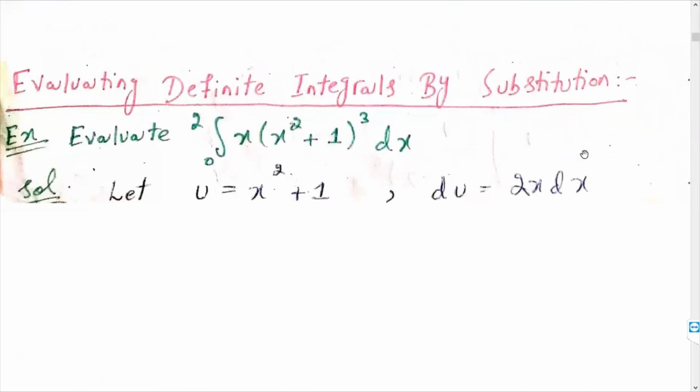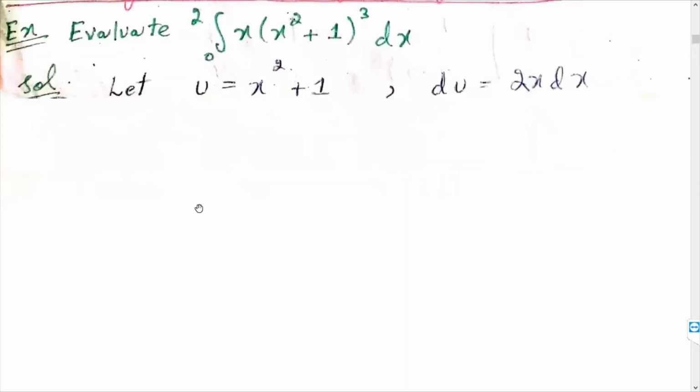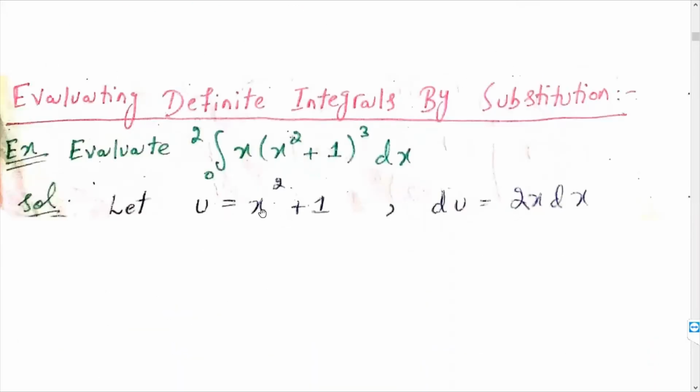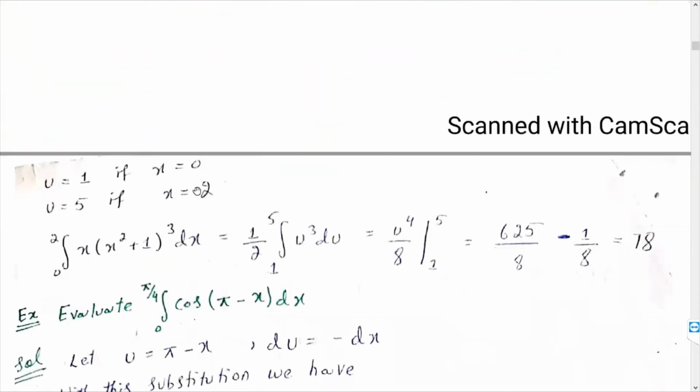Now, these are the limits for variable x. As I have changed the variable x to the variable u, I need the limits for u. How can I get the new limits? I'll substitute the value of x in this expression to get the value of u. When x is 0, the value of u is 1. When x is 2, that means 2 square plus 1, which is 5, the value of u is 5. So these are the new limits. When x is 0, u is 1. When x is 2, u is 5.